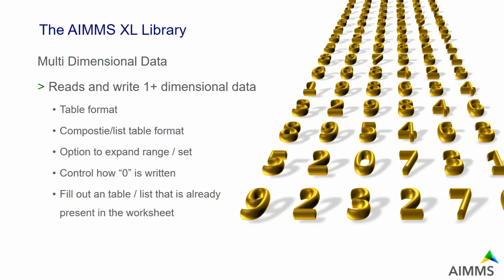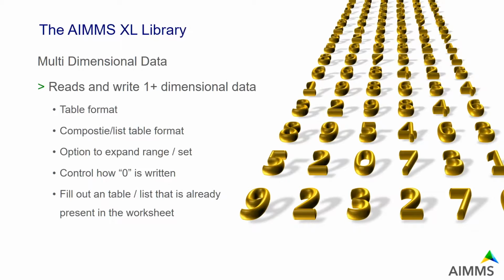The multi-dimensional data section lets us work with two types of tables in Excel. One of them is a regular multi-dimensional table that works with two or more dimensional identifiers from AIMMS. The second one is a list table, or as we would refer to it, a composite table. With that table, we can work with a one-dimensional parameter or identifier and up.